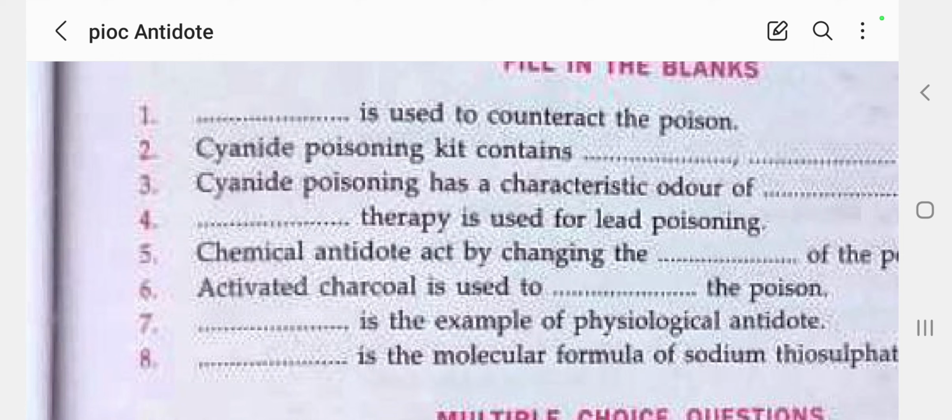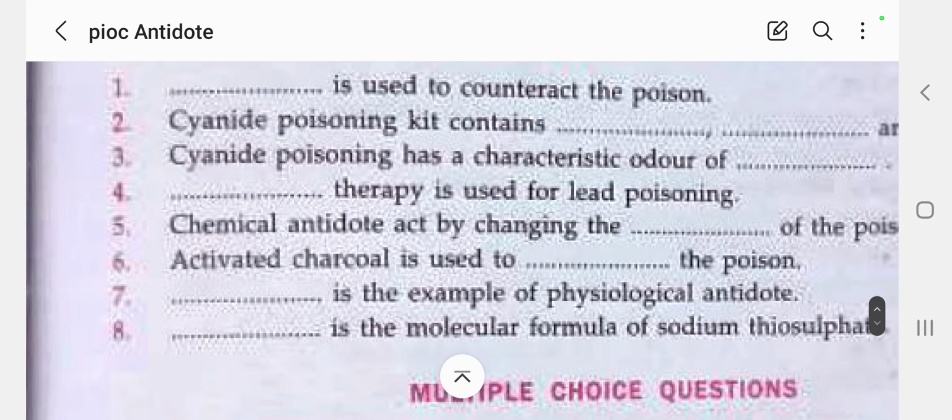Next, cyanide poisoning kit contains. In discussion, I told you there is a cyanide poisoning kit available in the medical shop. It consists of, or is composed of, amyl nitrite, sodium nitrite, and sodium thiosulfate. The poisoning kit contains three pharmaceutical inorganic substances. What are they? Amyl nitrite, sodium nitrite and sodium thiosulfate.